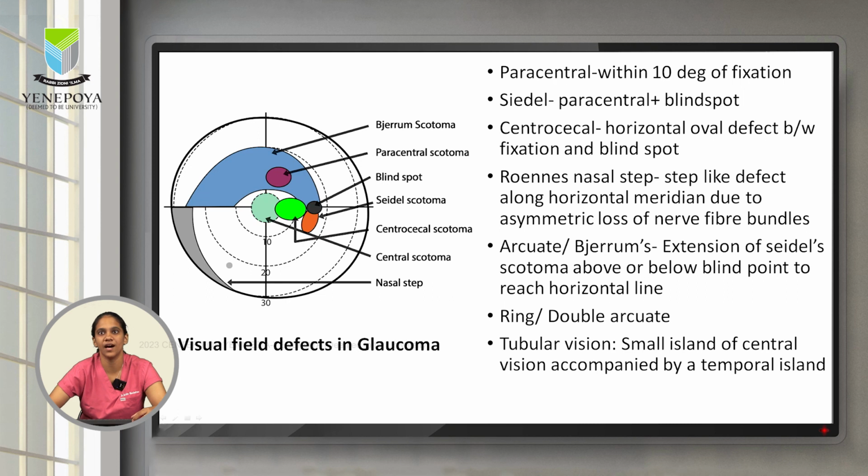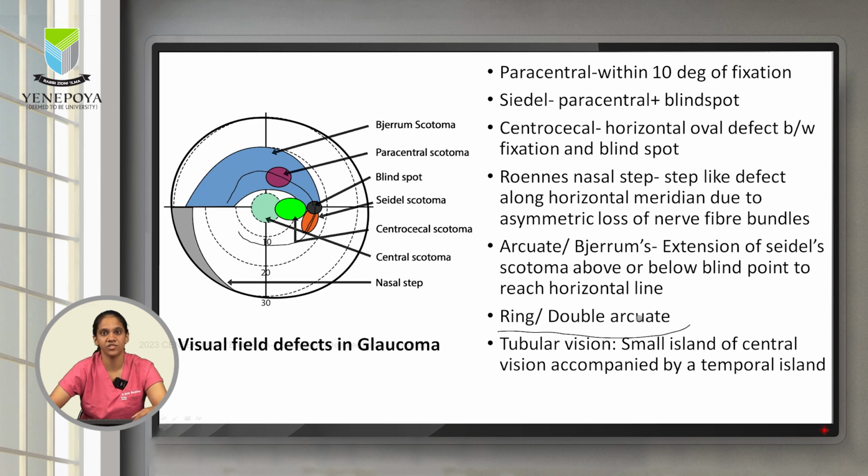Then comes the arcuate or Bjerrum scotoma. I told you about cecal scotoma, right? What is cecal? Paracentral with a blind spot. So this is the cecal scotoma. When this cecal scotoma extends either superiorly or inferiorly, only one of them, you call it a Bjerrum scotoma. And if the same thing is there both superiorly and inferiorly, you call it a double arcuate scotoma.